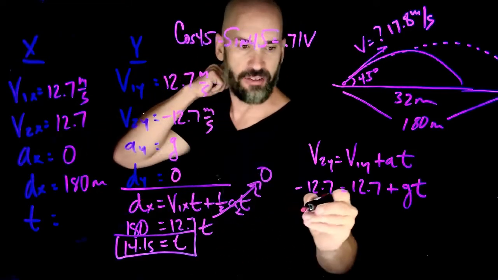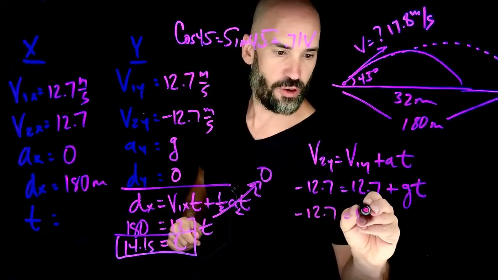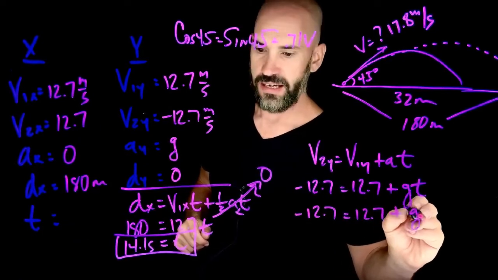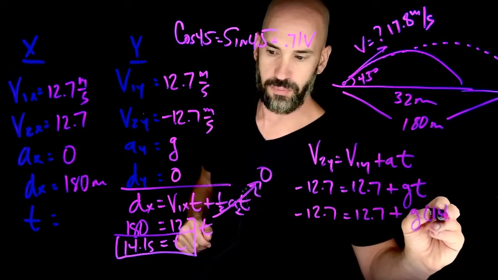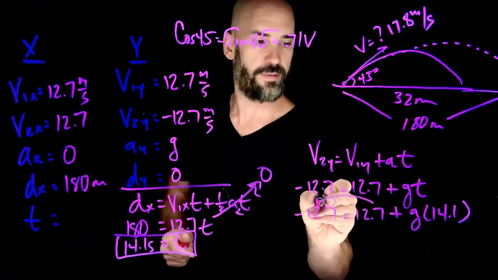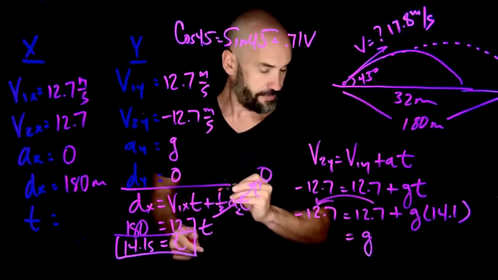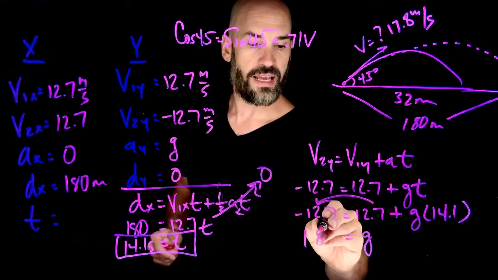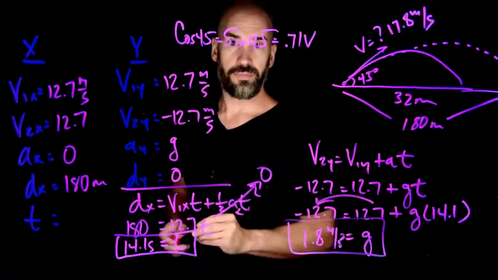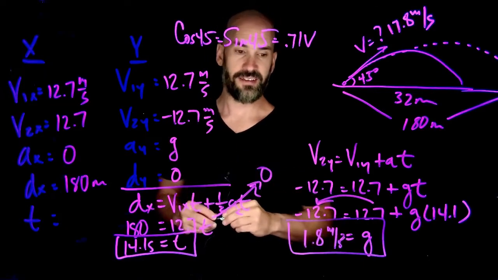Okay, now that makes our life much easier because now I can go negative 12.7 equals 12.7 plus g times 14.1, right? I just subtract this over here, divide by 14.1, and I get for g 1.8 meters per second squared. And if you look up the moon's gravity, you're going to find that it's shockingly close to that.